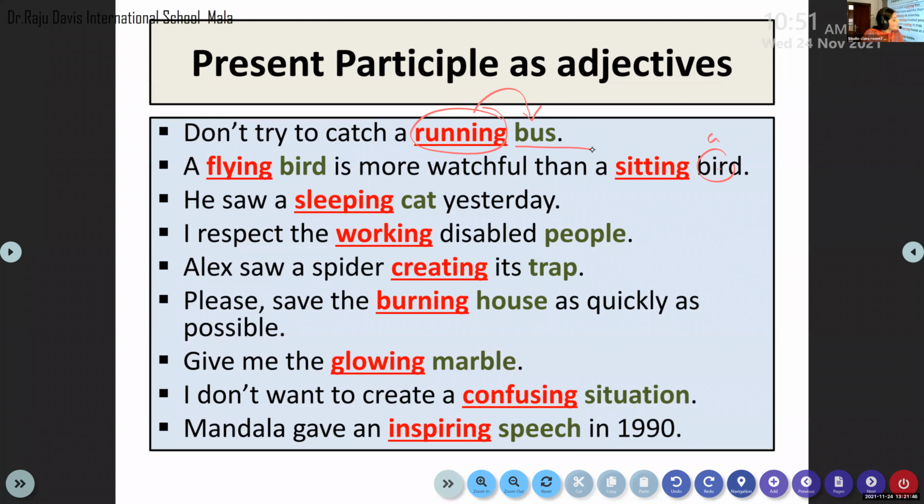So all the words ending in ing are present participles, a verbal adjective which is used to qualify a noun here. Okay, so shall I change the page?